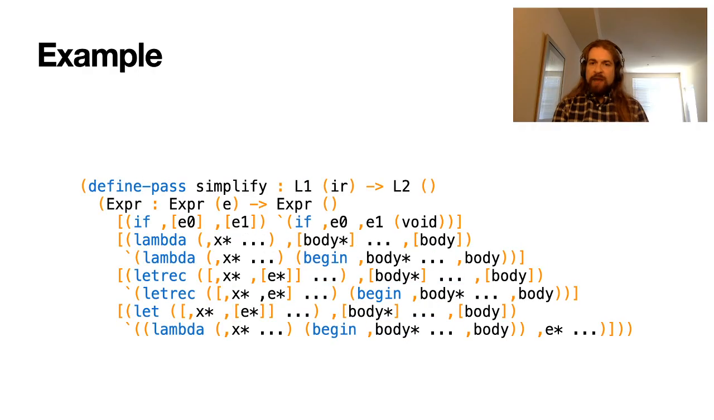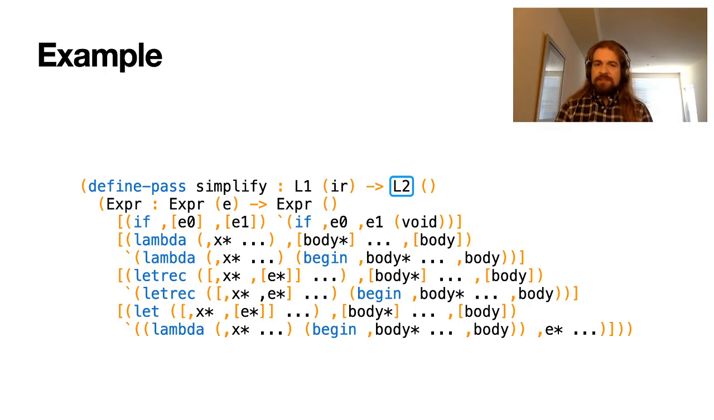We can write a simple pass over this language. For lack of a better name, we're going to call this pass simplify. It's going to take L1 as our input. It will bind the variable IR to whatever its input is. We could pass additional values in if the pass needed additional values. And then we're going to produce one language form as an L2 language form.